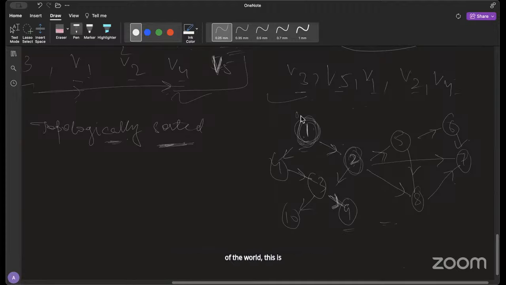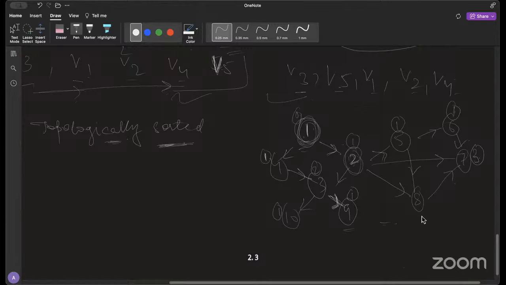In degree of this is 0. In degree of this is 1. In degree of this is also 1. In degree of this is 2. For this it's 1. This is also 1. Then this one is also 1. This one's also 1. This is 3.